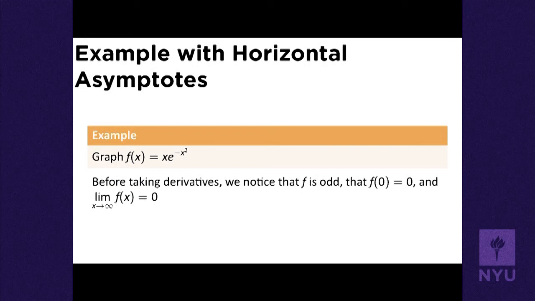So let's go ahead and do this. Before we take derivatives, we can look at the limit of this function. The limit as x goes to infinity of f(x) is 0. f(0) is 0. And also the limit as x goes to minus infinity of f(x) is 0. Pretty clear to see that f(0) is 0.